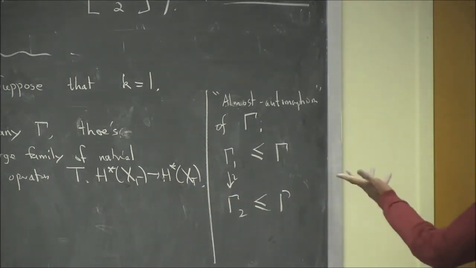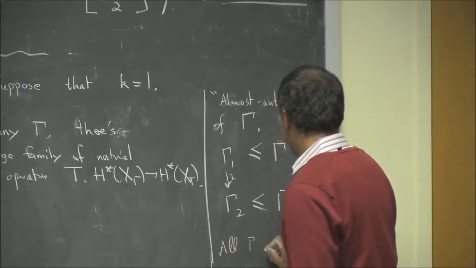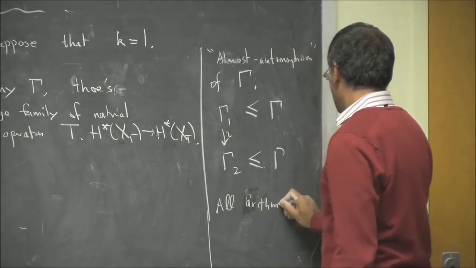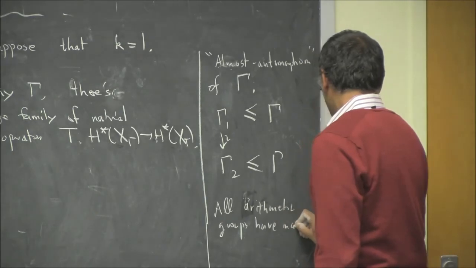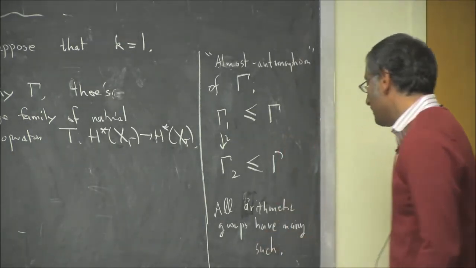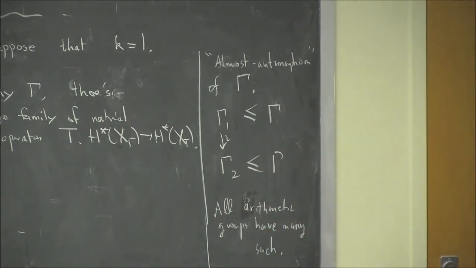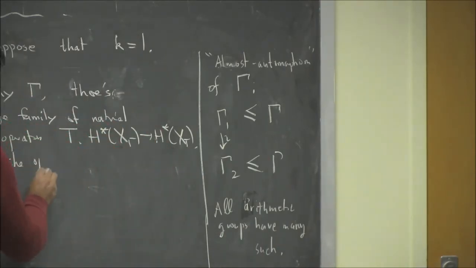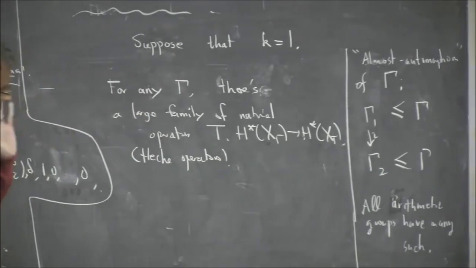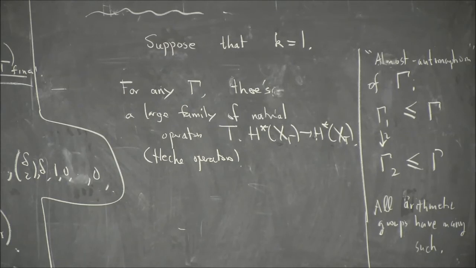And the feature of arithmetic groups is that they have a very large number of these almost automorphisms. They have many almost automorphisms that don't just come from conjugation. So these things are called Hecke operators. These are a central concern of the theory of automorphic forms. But for now, all we need to know is that they exist.